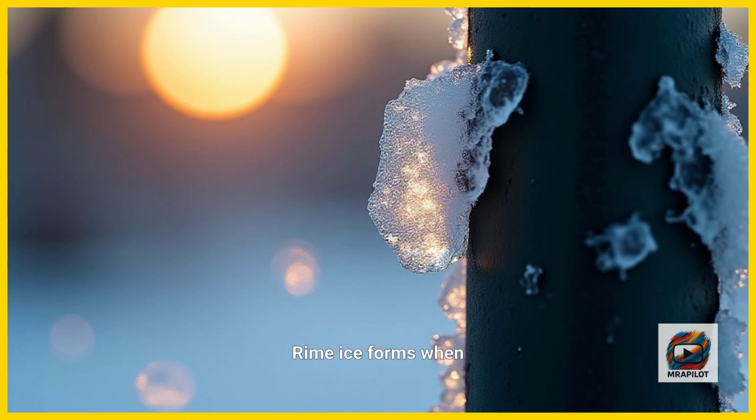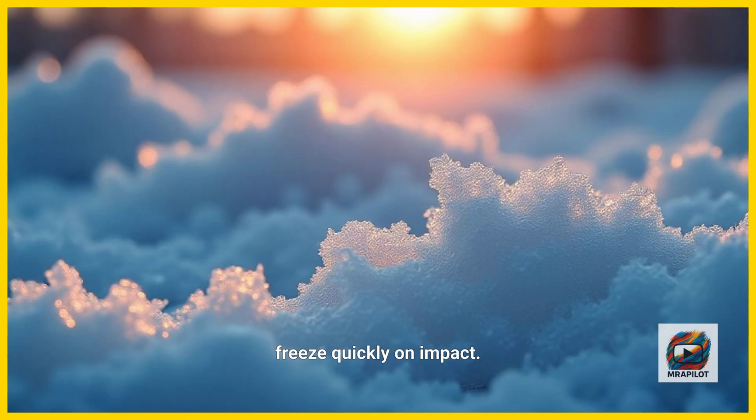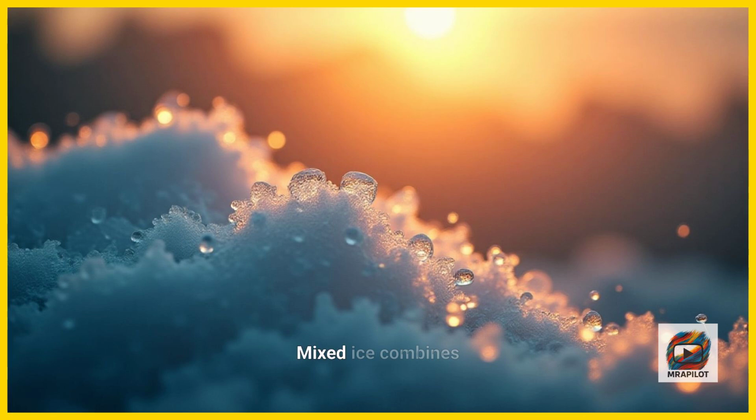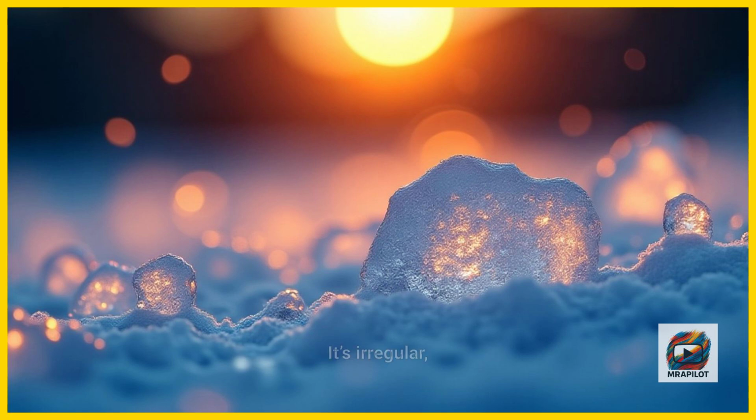Rime ice forms when small supercooled droplets freeze quickly on impact. It's rough, opaque, and lighter than clear ice, but it disrupts airflow more because of its uneven surface. Rime ice typically forms in stratus clouds, where droplets are small and spread out. Though it's easier to detect, it still causes serious lift loss and stall risk if not removed quickly. Mixed ice combines features of both. It forms in clouds with a mix of droplet sizes, common in frontal zones or layered weather. It's irregular, builds fast, and presents the most challenging in-flight scenario.